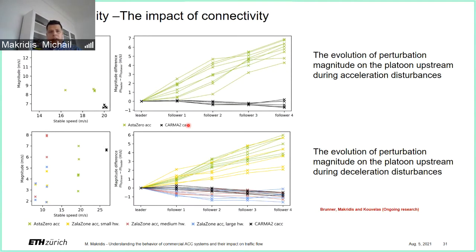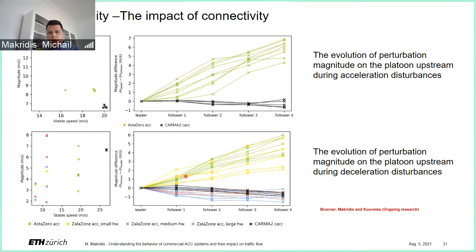Putting into play the connectivity, you can observe the CACC results here with the black lines. Just to explain a bit the figures first, because I think it's not pretty straightforward. In these rectangle figures, on the y-axis we have the magnitude of the perturbation, so how deep the first vehicle decelerates. On the x-axis we have the steady-state speed of the platoon. So we have, of course, many perturbations, we isolated many perturbations of different speeds and different magnitudes. And the black points here actually are the most challenging, as we are imposing a perturbation on very high speed.